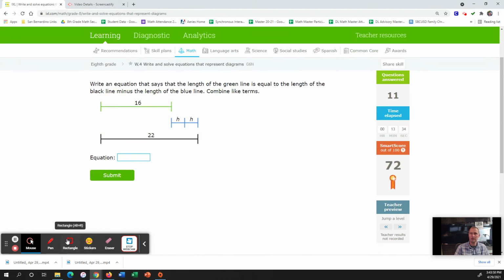All right, smart score 72. Again, keep reading the directions. Just watch for anything that could be tricky. Write an equation that says the length of the green line. What is the green line? It's 16 equals the length of the black line, 22, minus the length of the blue line, and there are 1 and 2h, so minus 2h. And why the 2h? Because h plus h on the same line is 2h. So 16 equals 22 minus 2h.